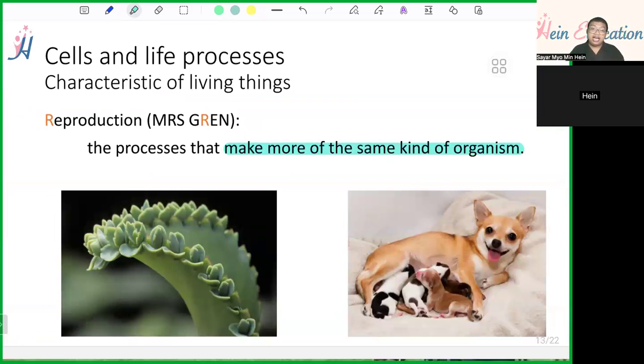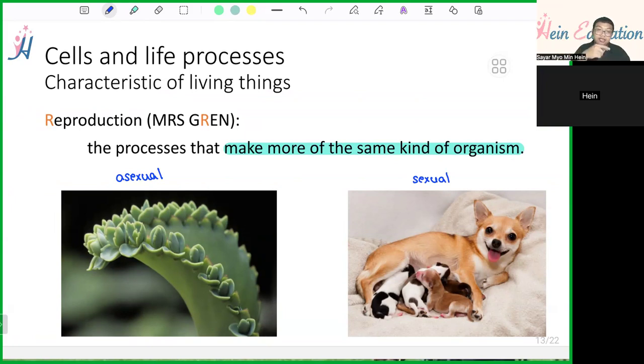As you can see from these two diagrams, one diagram shows asexual reproduction, which is a type of reproduction. And this is the form of sexual reproduction. Again, this concept will be explored in depth in a future video as well.